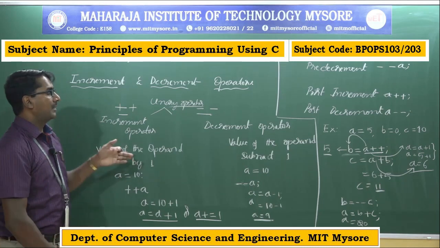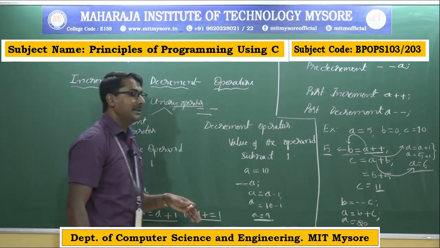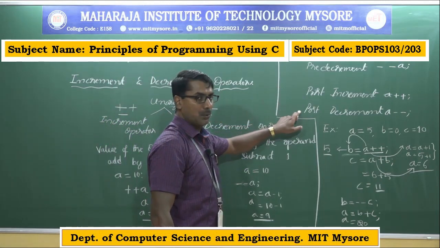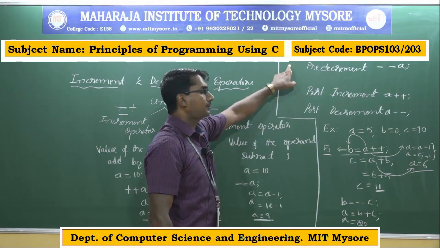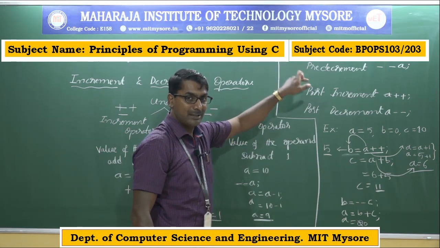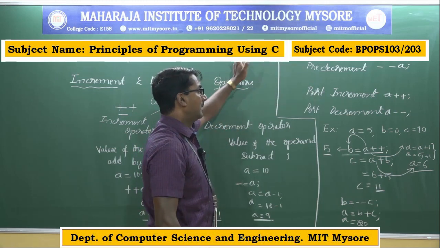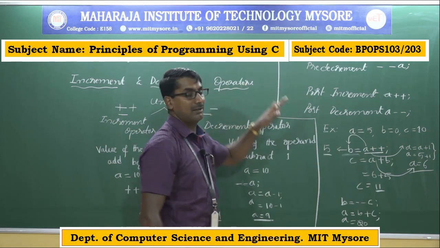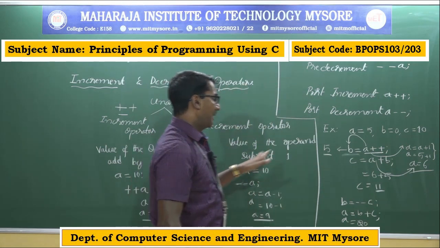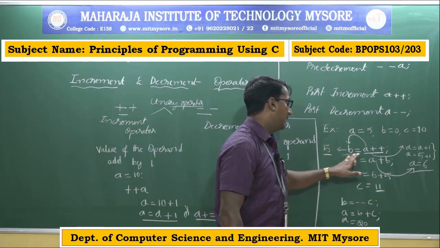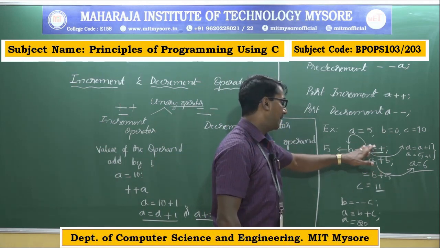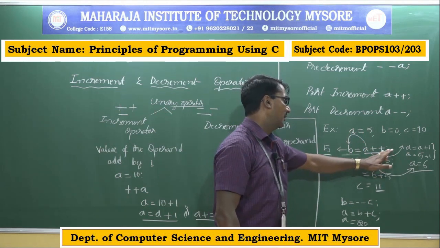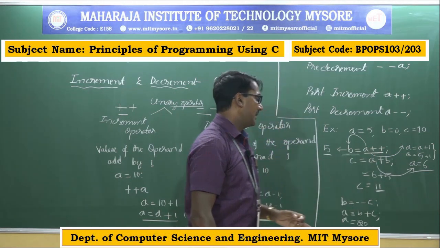These operators are classified into two types: pre and post. Pre-increment, pre-decrement, post-increment and post-decrement. In pre-increment, the value of the operand is incremented by 1 and later assigned to the variable. In post-increment, the value of the operand is first assigned to another variable, and later the value of the operand is incremented. Here, in this example, b is equal to a plus plus. First, the value of a is assigned to b. Later, the value of a will be incremented by 1. Now the value of a is equal to 6.